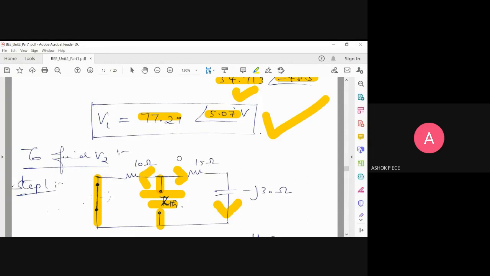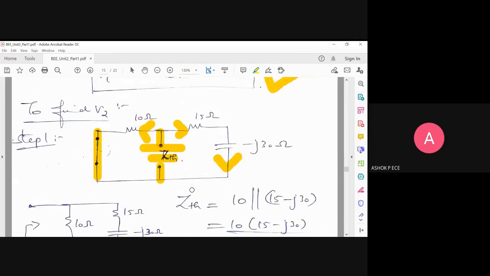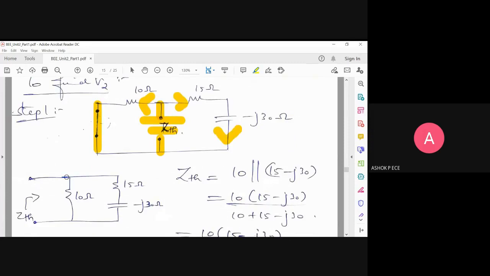And we have seen that across whatever terminals you measure, the answers will be different. No way the answers will be the same. So don't think that if you open a component and measure ZTH, the answer is going to be the same throughout the network. No. Wherever you measure ZTH across the component, the ZTH value will be unique. It will never be the same. Okay, so see here, I have redrawn the circuit like this.